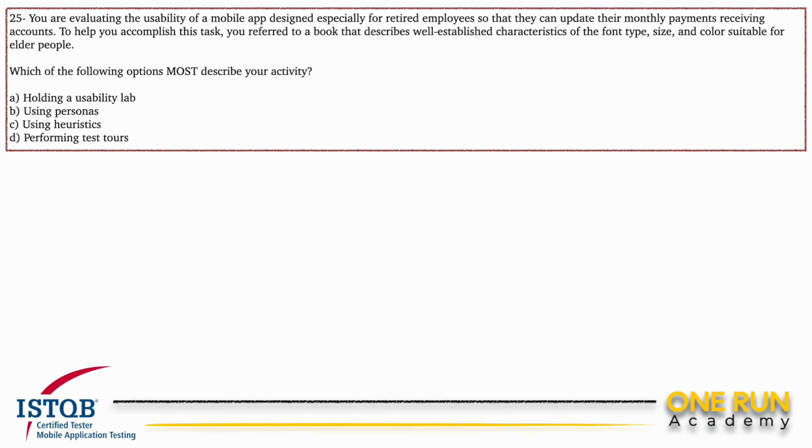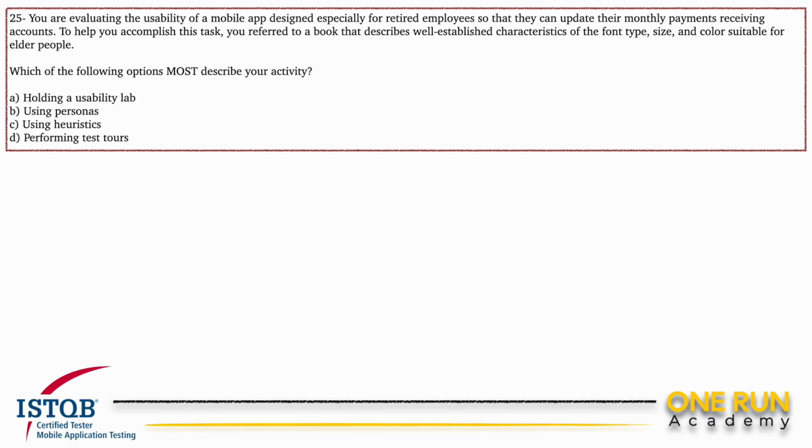Okay, so this question presents a scenario where you're evaluating the usability of a given mobile app specifically designed for retired employees. The app's purpose is to allow these users to update their monthly payment receiving accounts. To accomplish this task, you're referring to a book that provides well-established guidelines on font type, size, and color that are suitable for elderly users. This suggests that your focus is on ensuring the app is easy to read and navigate for people who may have poor eyesight due to age, considering the fact that the user group here is retired employees.